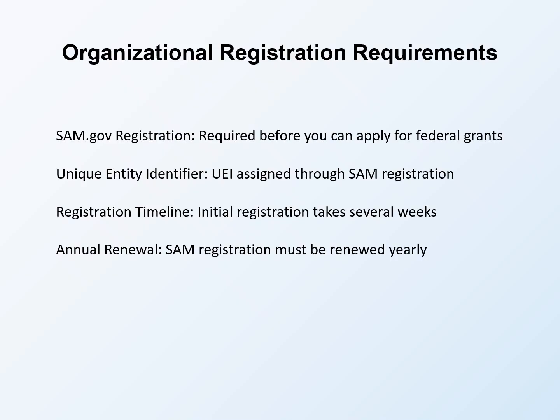Annual renewal is required to maintain active SAM registration. Your registration expires after 1 year and must be renewed to remain valid. Letting registration lapse prevents you from submitting applications or receiving awards. Track your expiration date and renew proactively before expiration approaches.